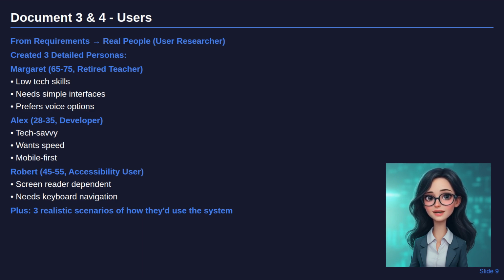But the researcher didn't stop at personas. It created realistic scenarios showing how each person would actually use the system. Margaret struggling to type her address correctly. Alex trying to get quick information during a work break. Robert navigating with his screen reader. These scenarios validate that our requirements actually meet user needs.